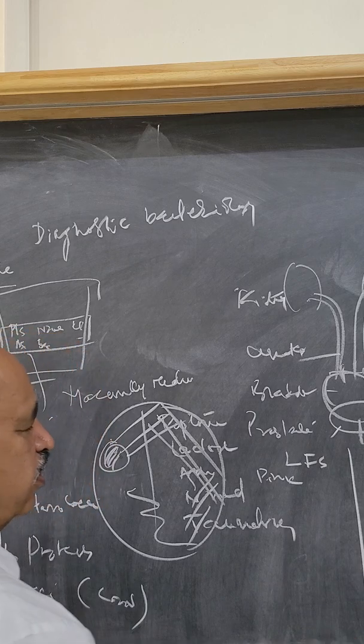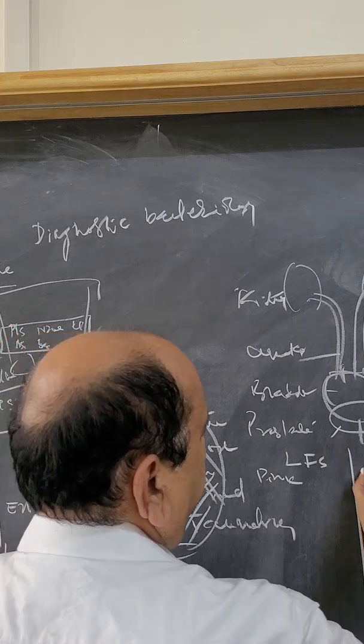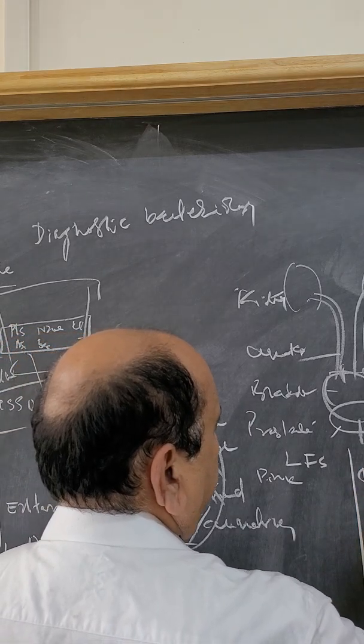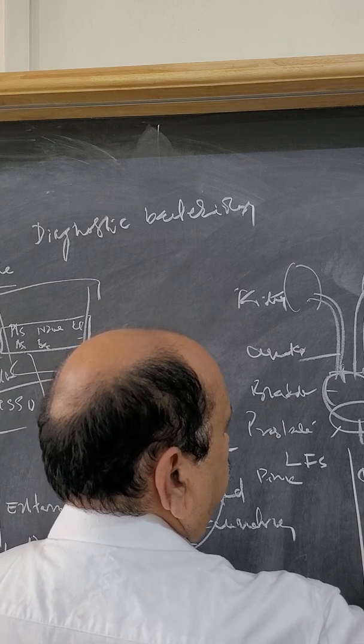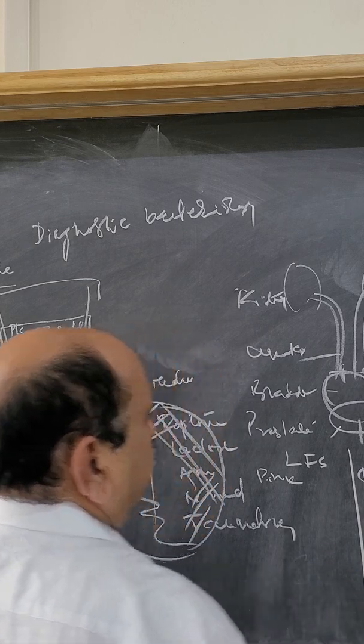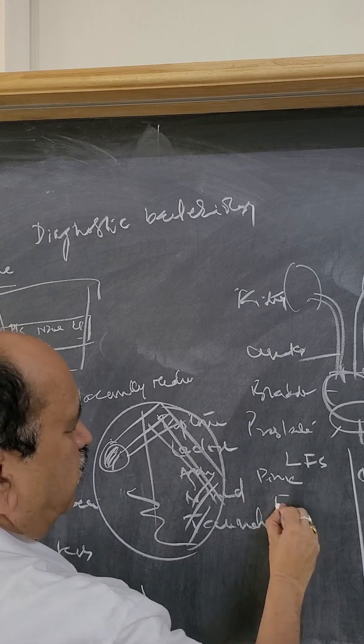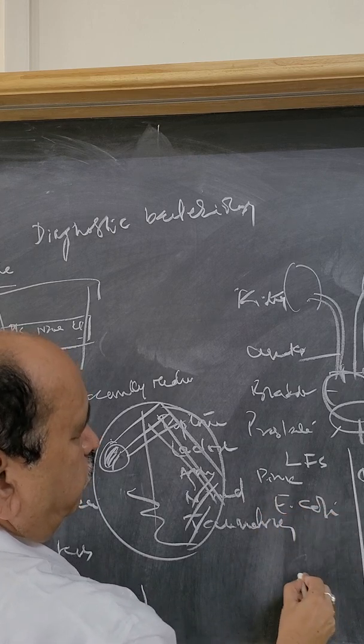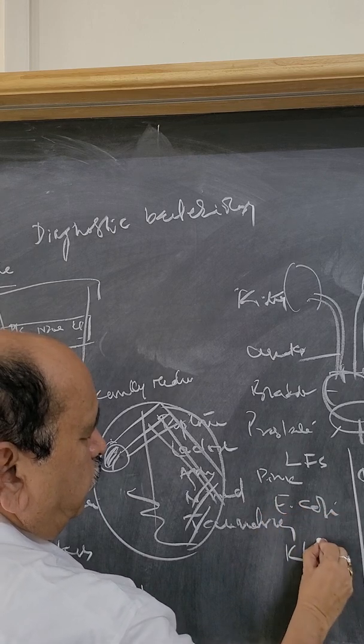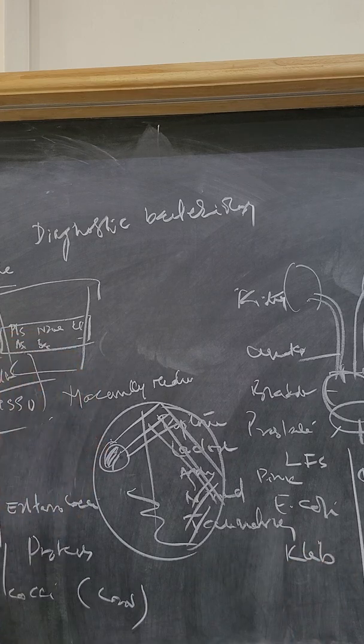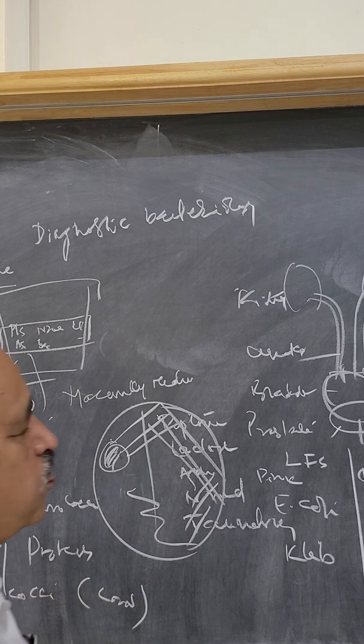Non-lactose fermenters do not ferment lactose. They are colorless or pale. Examples of lactose fermenters are E. coli and Klebsiella.